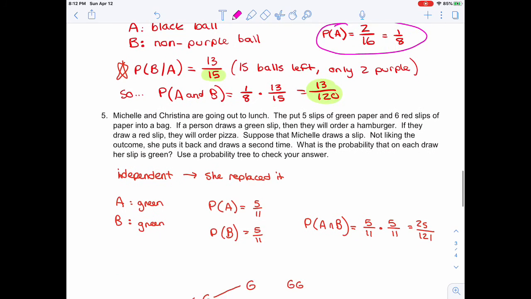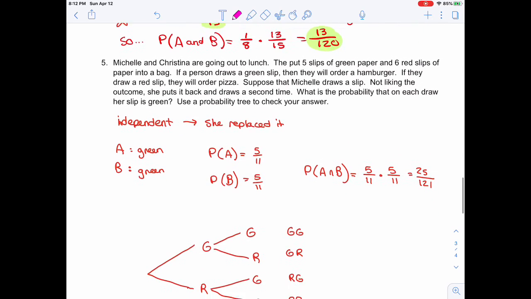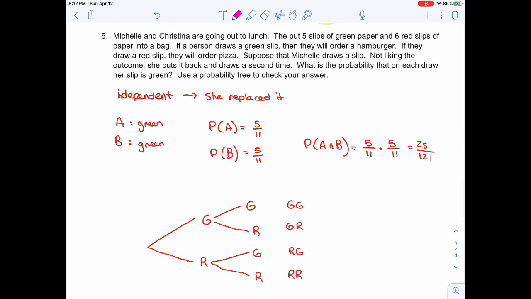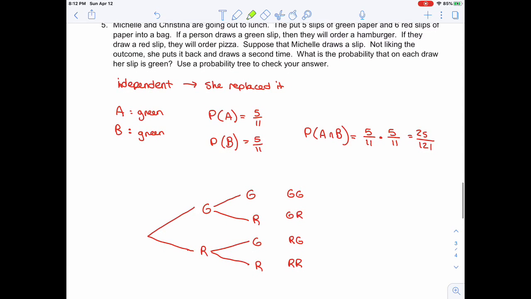And finally, down here for number 5, we had our green paper and red paper. So we were finding the probability of picking a green twice, and it was with replacement, so it was independent. So we should have gotten 5/11 and 5/11 and multiplied those out and gotten 25/121.